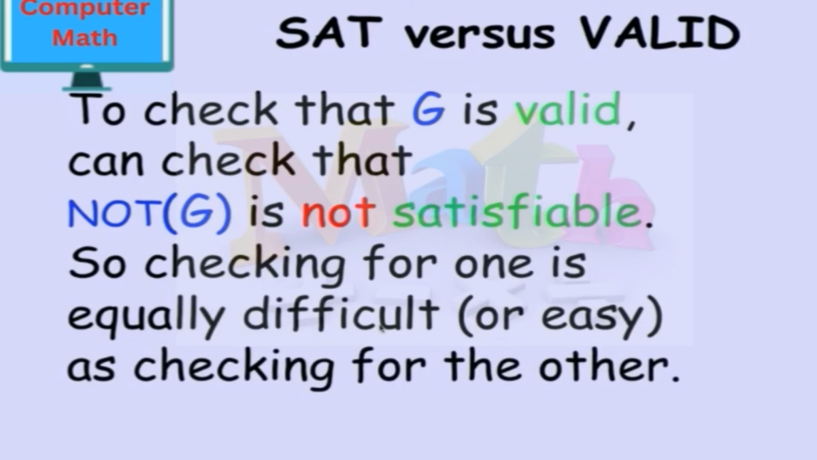So the point is that SAT and valid stand and fall together. If you had a fast way to do one, you would very quickly get a fast way to do the other one. So checking for one is just as difficult as checking for the other. And we're going to examine in subsequent lectures why it is that this problem is so important.